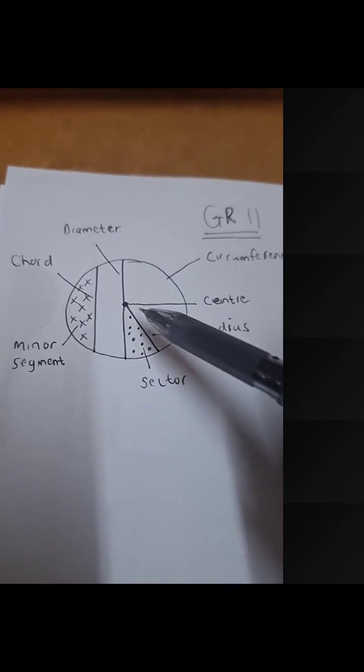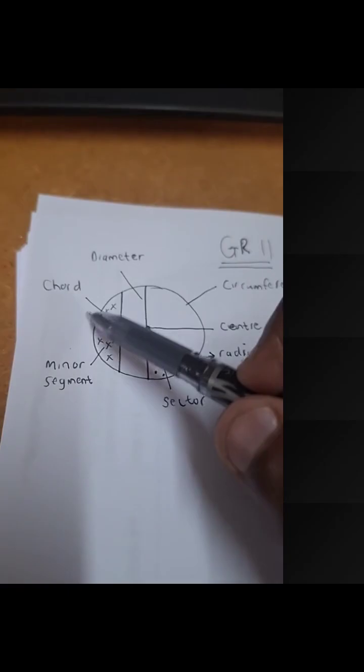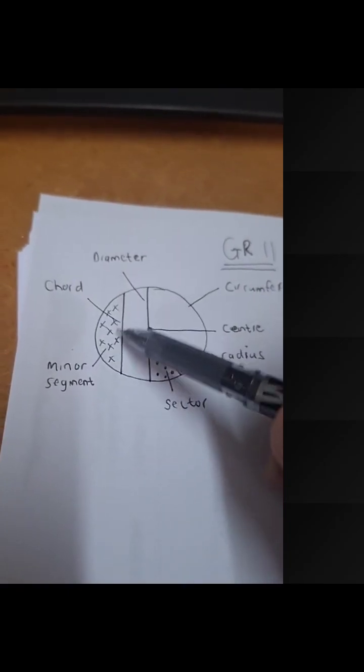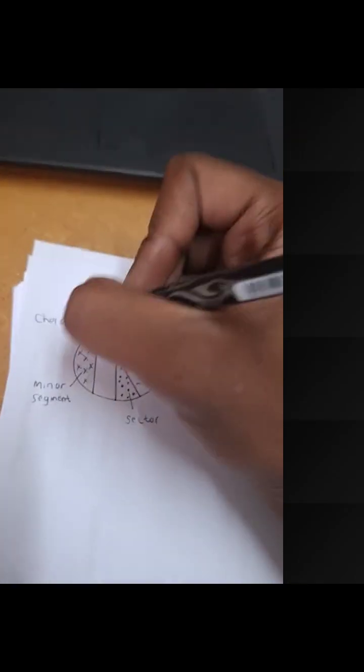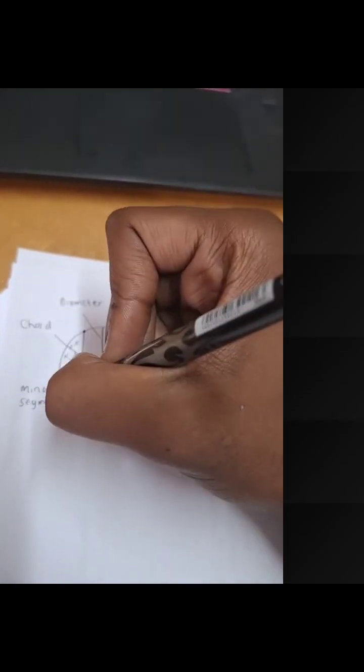We need to know what a diameter is. We need to know what a radius is. We need to know what a center is. We need to know what a segment is, the area, like I said. We need to know what a chord is. Now, there's something else that I also want to talk about really quickly.